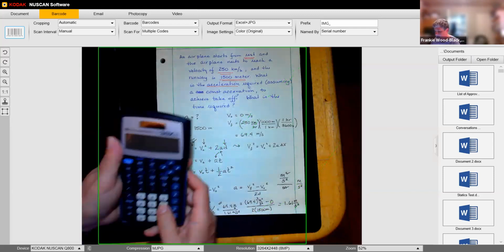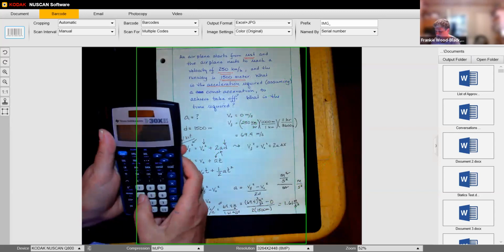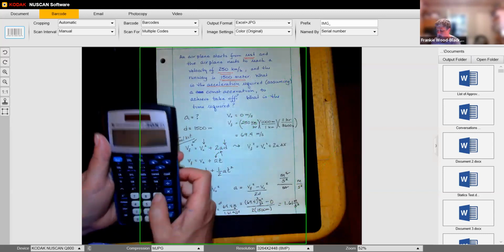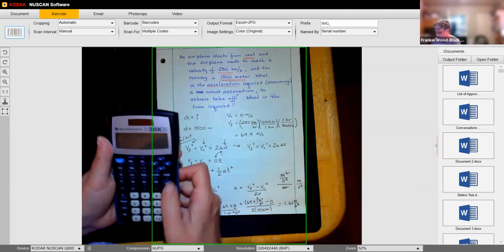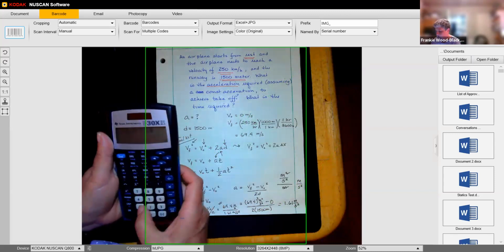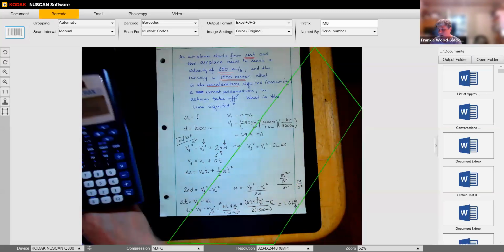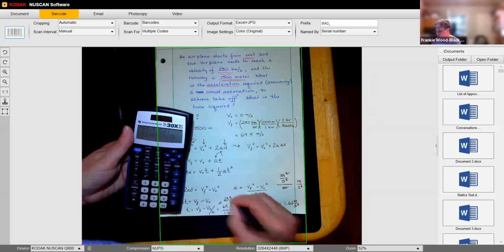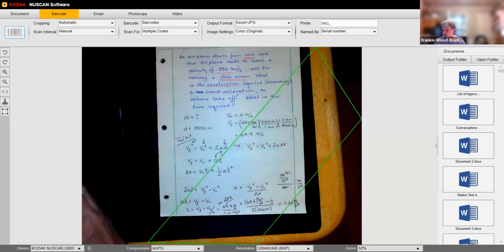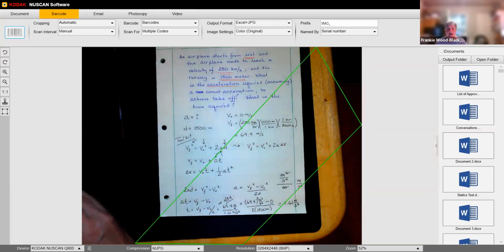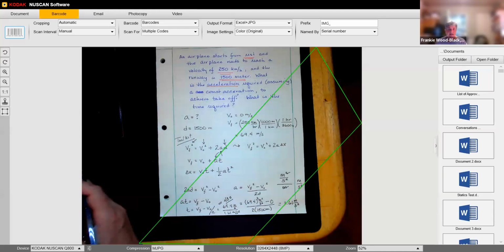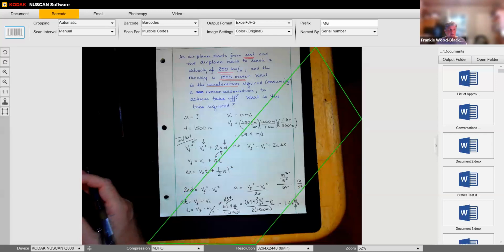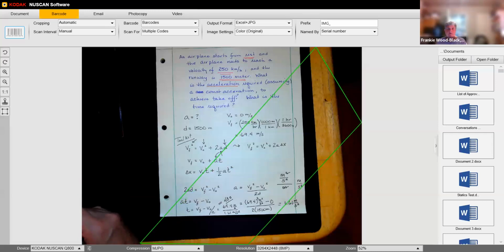And so now I'm going to get my 69.4 divided by 1.61. And that tells me that it'll take 43 seconds for this plane, starting from rest, to take off on a 1,500 meter runway.